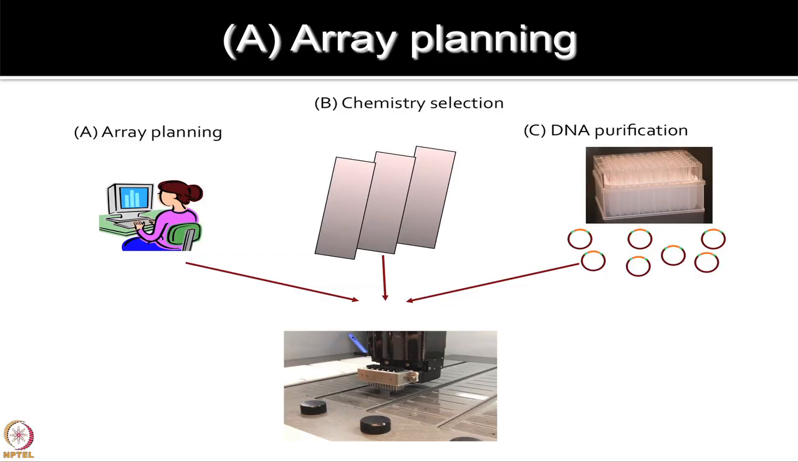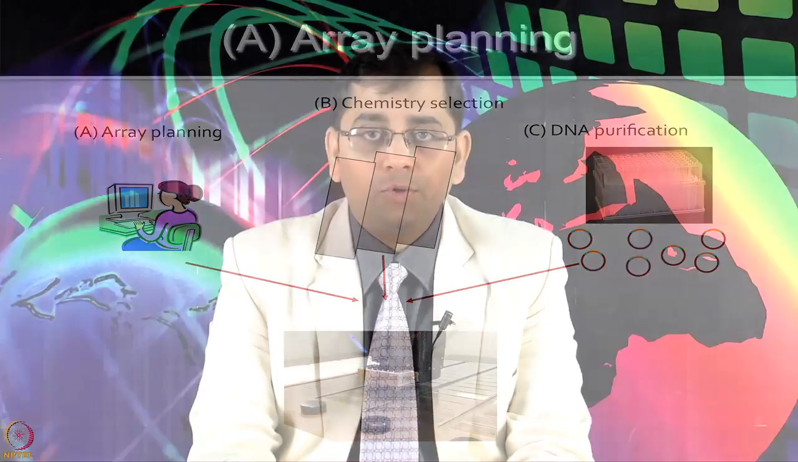So, this slide illustrates the major steps involved before you come to printing arrays. You have to do a lot of bioinformatics work to decide the gene list and decide which block contains which kind of gene and where the controls will be placed. All of this information you decide, and you do a lot of literature review to identify the positive control and negative control, and then you thoughtfully make your array layout.